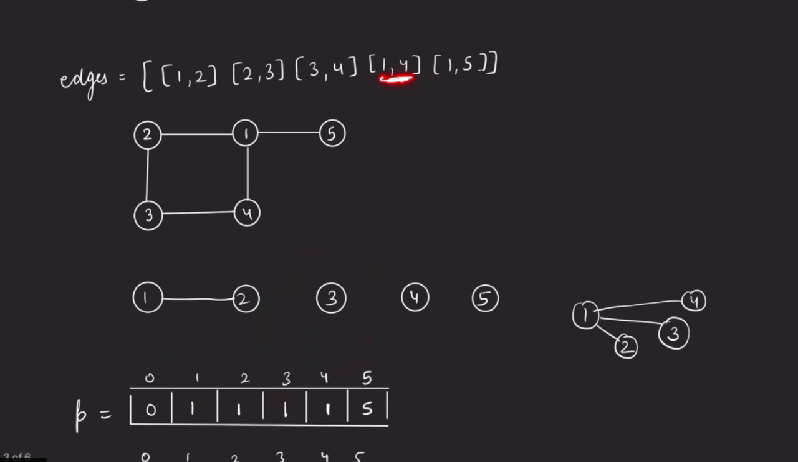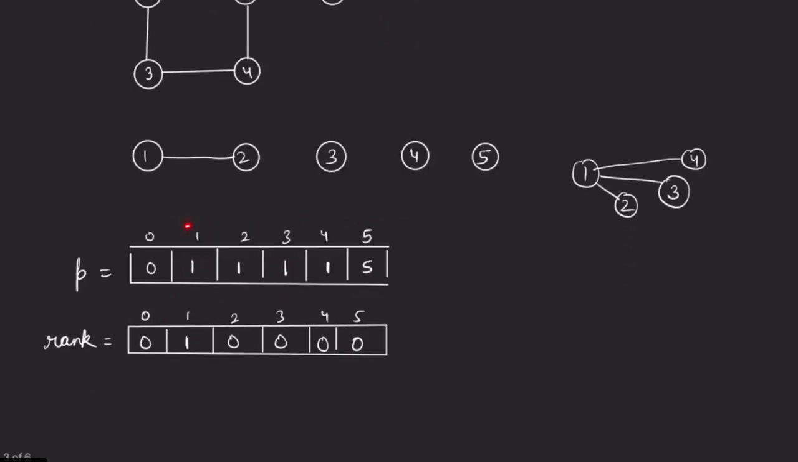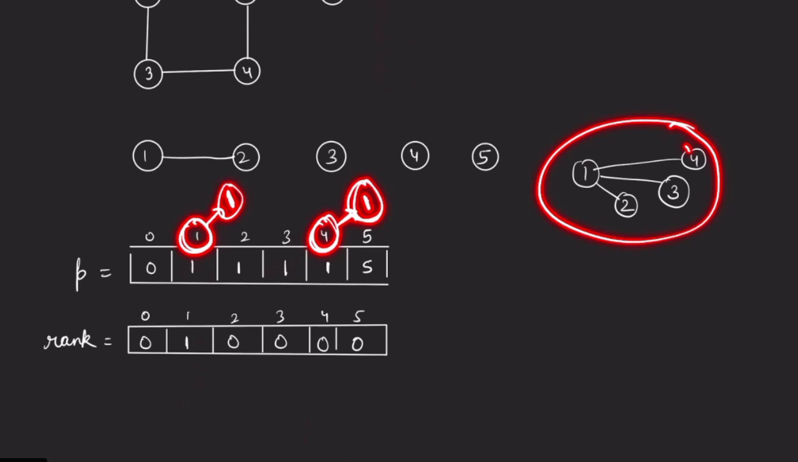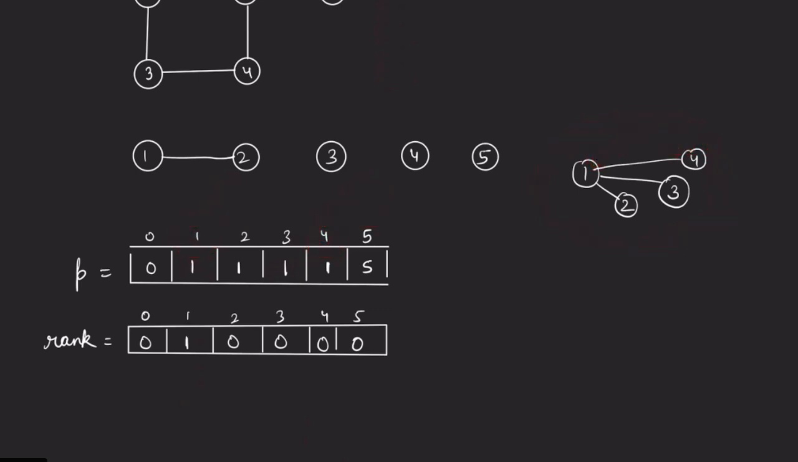Then the next edge is 1 comma 4. So here, what is the parent of 1? It is 1 itself. And what is the parent of 4? 1, right? So now that we know the parents are the same, that means these nodes are already part of the same component. And if we try to add one more edge over here, it will create a cycle. So whenever we get the same parents, this is the culprit edge, right? If we add this particular edge, then a cycle is being formed.